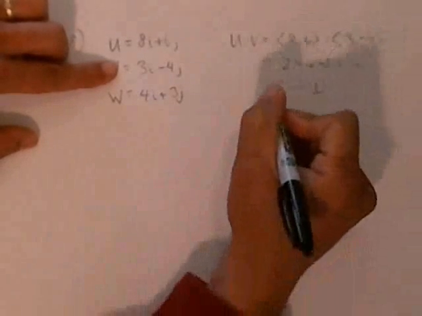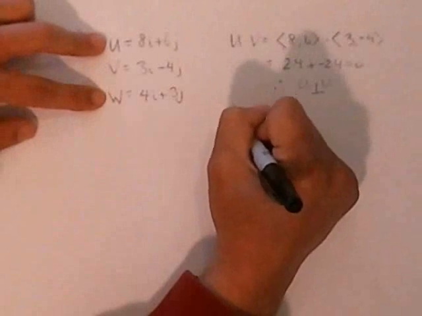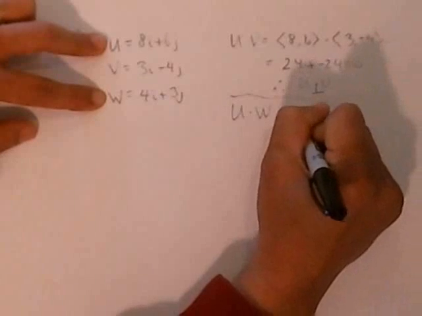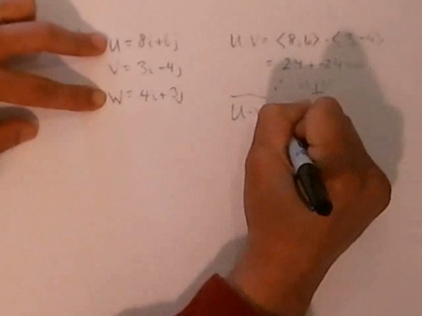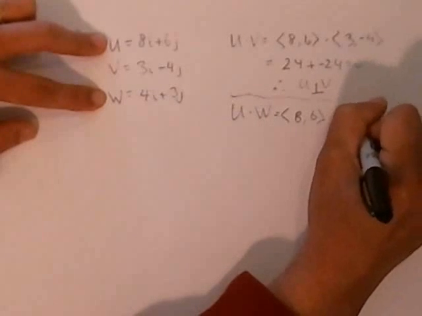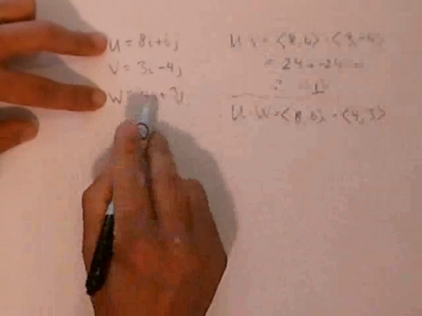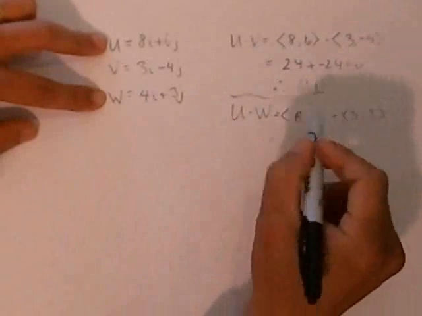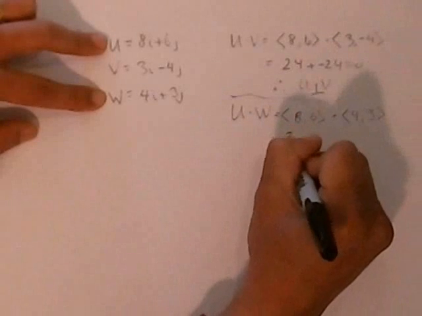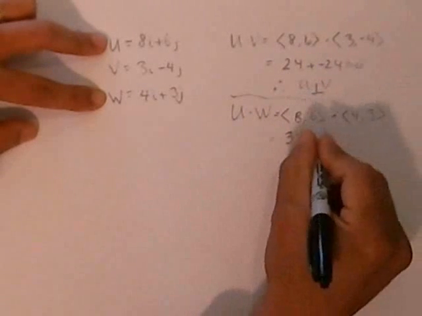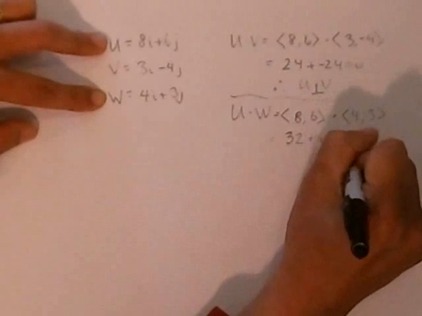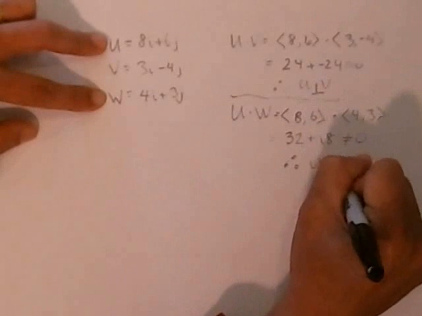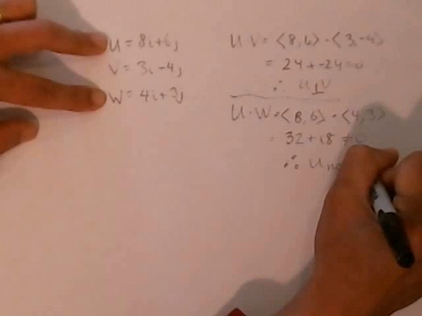Okay. Let's go u dot w. It's 8, 6 dot 4, 3. So that's the ij notation, that's the simple notation. 8 times 4, 32, plus 6 times 3, 18. Does not equal 0. Therefore, u is not perpendicular to w.